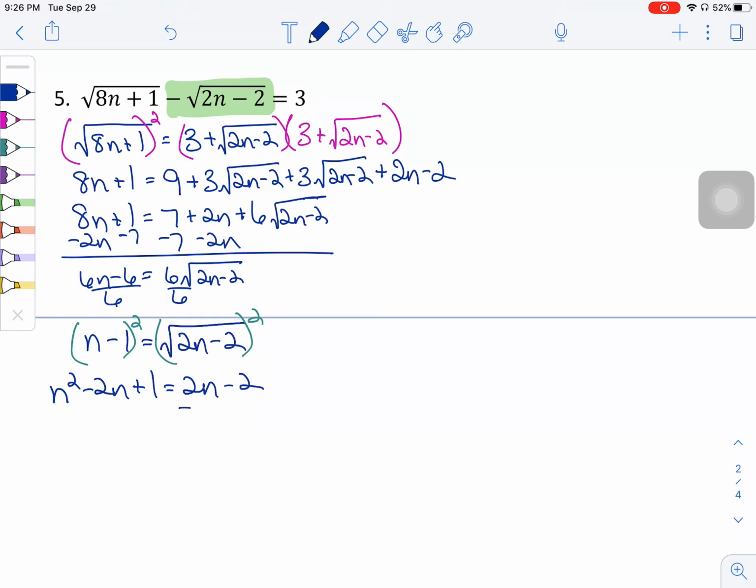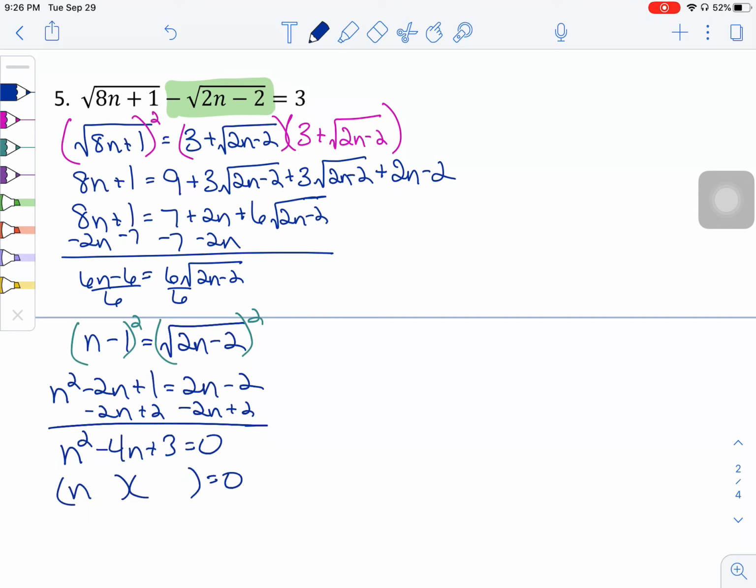So I'm going to subtract 2n and add 2 so that I can create a standard form quadratic equation that I can now factor. So n minus 3, and n minus 1, which gives me n equals 3, n equals 1, and the answer to both of those is a resounding maybe. That part hasn't changed.